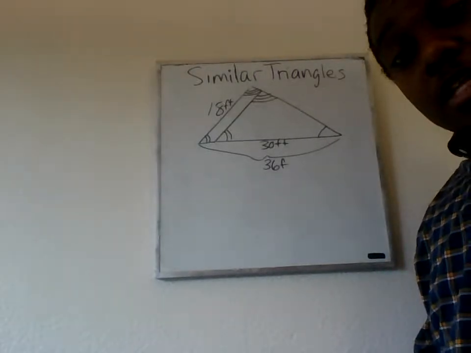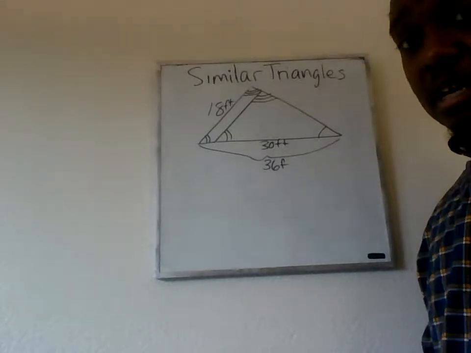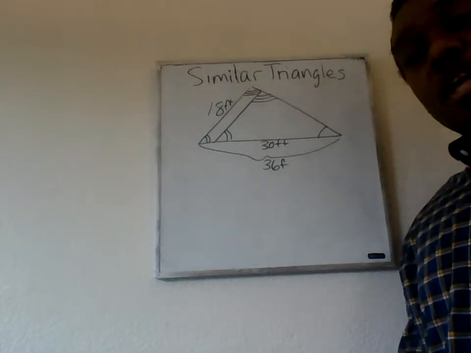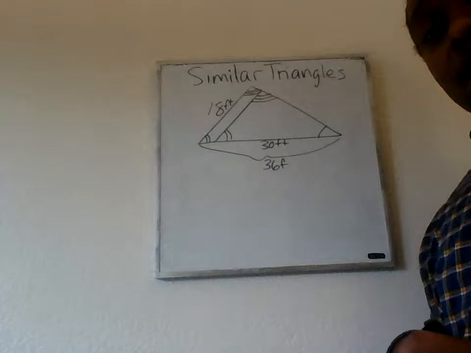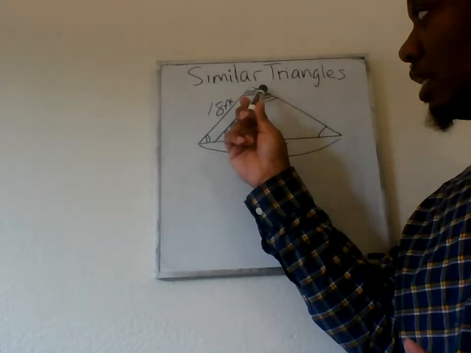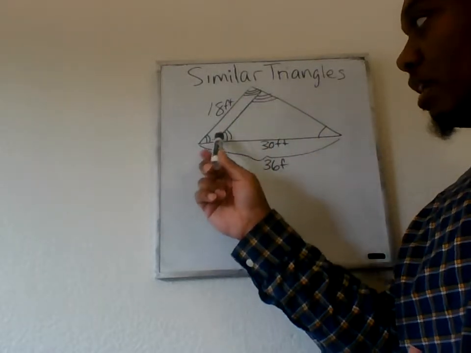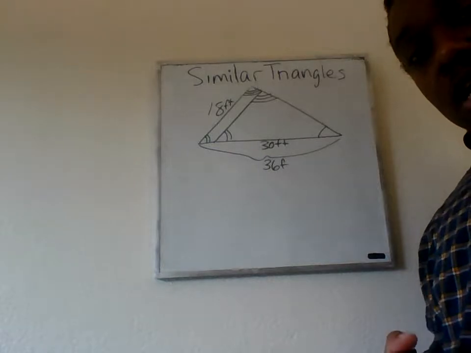All right, so we're going to be looking at similar triangles and an example of them. So in this example, we have a triangle that was drawn, and then we drew a line inside the triangle that will be parallel to one of the sides.